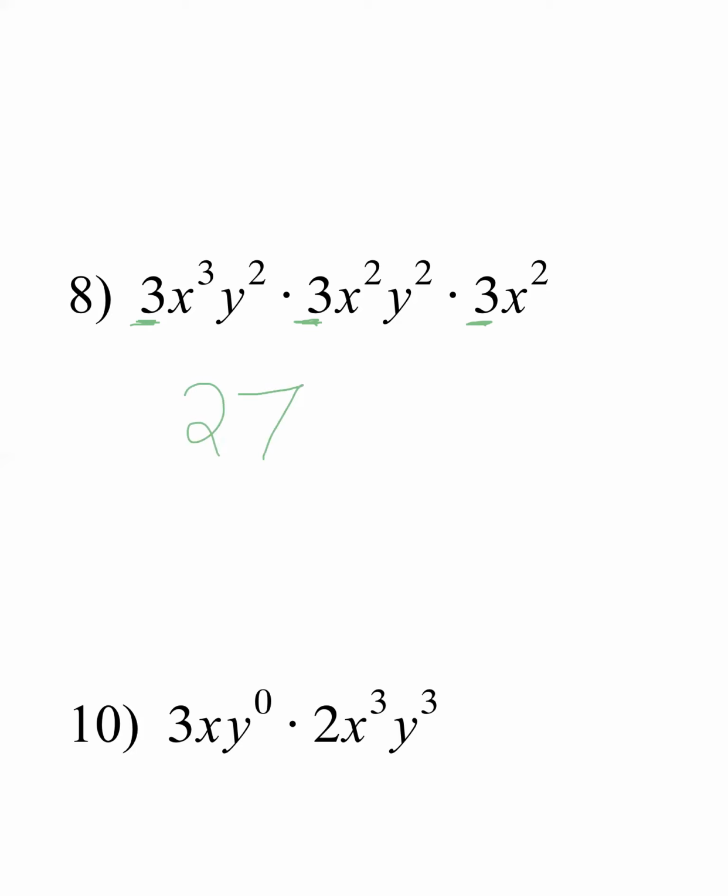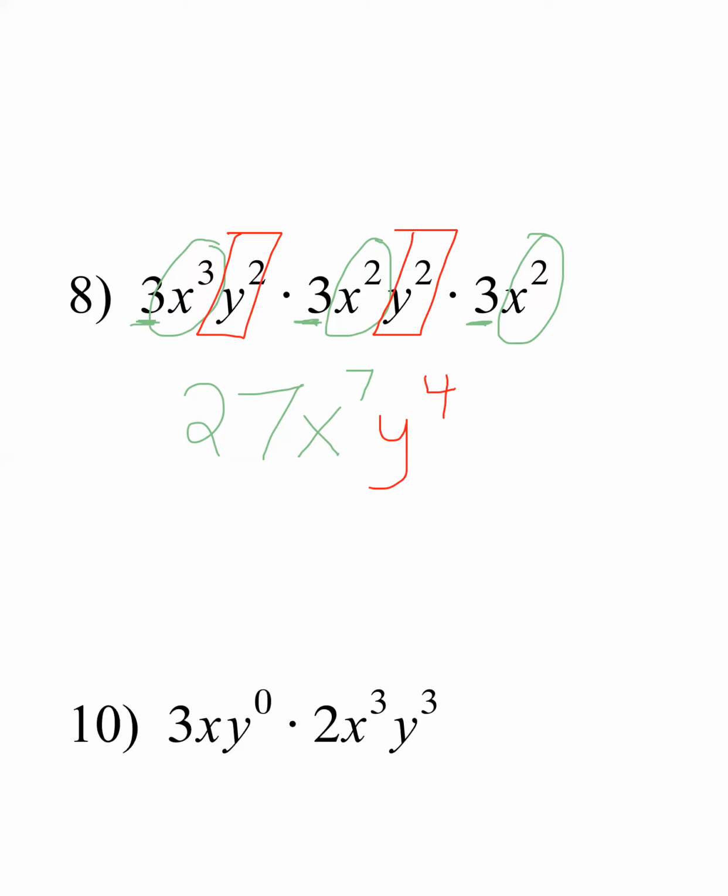Now you want to work your way alphabetically, right? So next I would deal with the x's. So I have x to the third, x squared, and x squared. So if I put all of those together, add 3 plus 2 plus 2, that's going to get me x to the 7th. And then I'm going to do the same thing with the y's. Let me just switch colors here. So I'm going to do the y's. I have y squared and another y squared. So if I put those together, that would get me y to the 4th. And this whole thing is my final answer. Say it wasn't so bad, right?